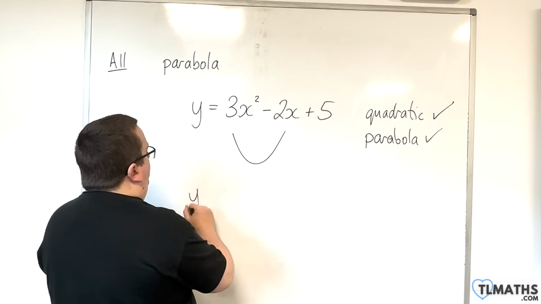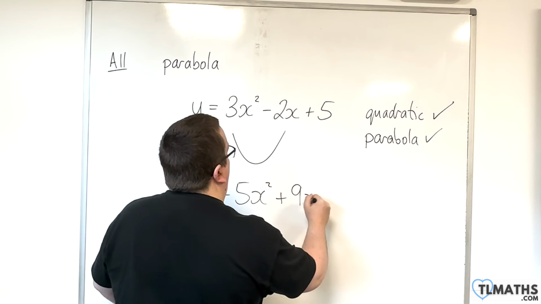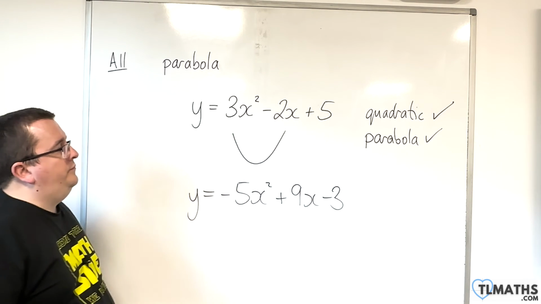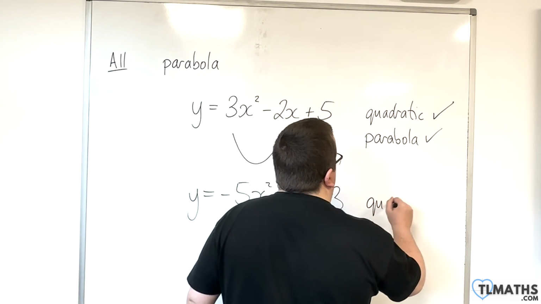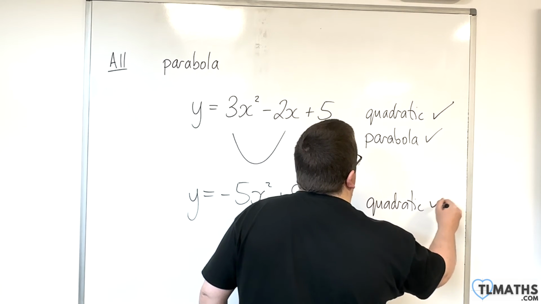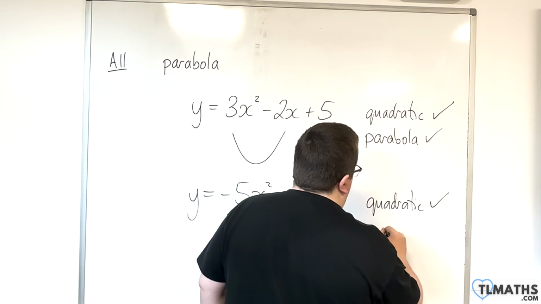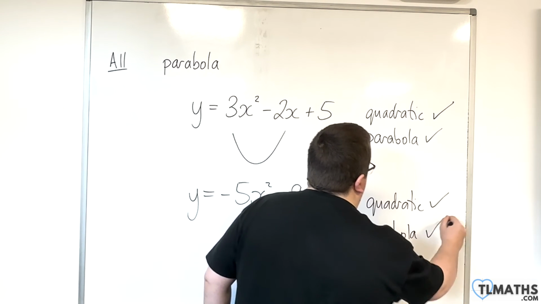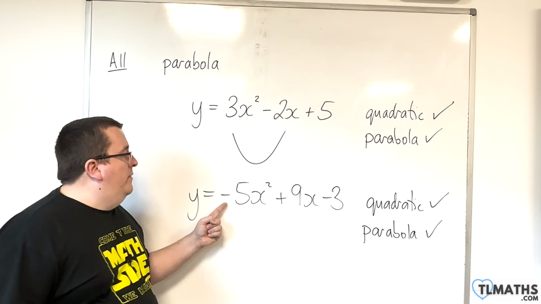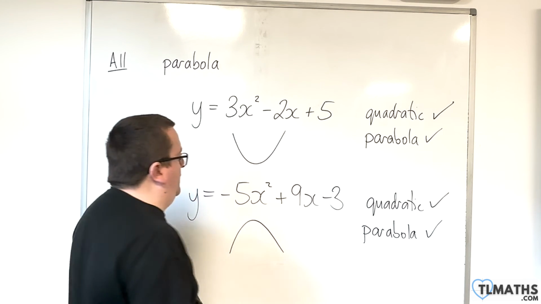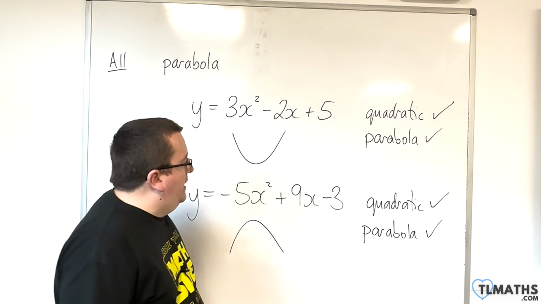If I was to write down instead y equals minus 5x squared plus 9x take away 3, this is a quadratic. Because it's a quadratic, its shape will be a parabola. But because of that extra minus sign there, that means that the curve will be this way up instead. Okay, because you'll be having a negative multiplying the x squared term.